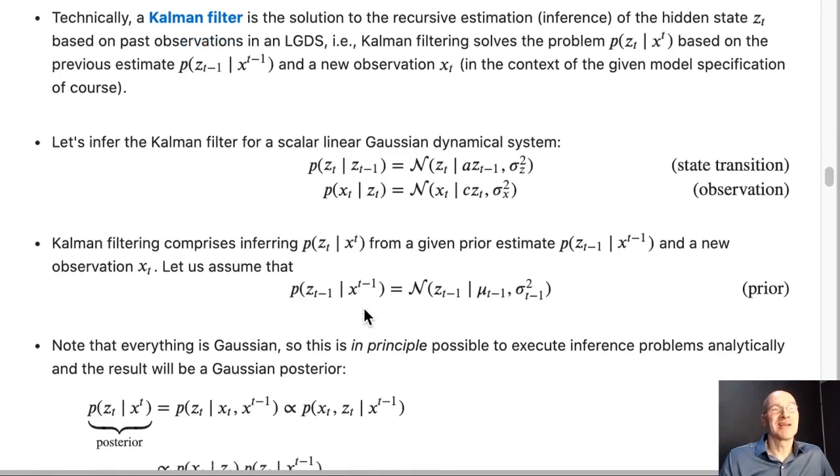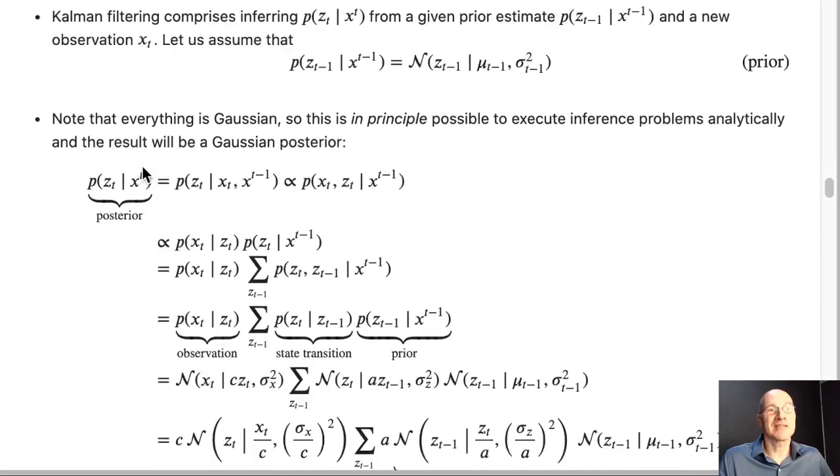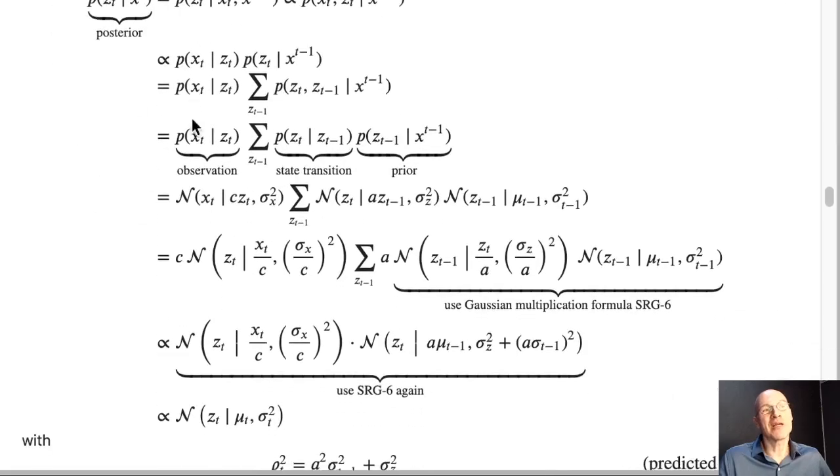There is a specific task: how to infer z of t given all the observations up till the current one, from a previous estimate, p of zt minus 1 given all the observations until t minus 1, and a new observation, right? And like I said, you know it's going to be Gaussian. It's just going to be application of some Gaussian manipulation rules. And I've actually done that in this class here. And it's quite a work to do this.